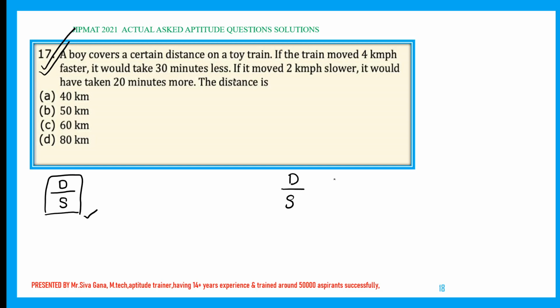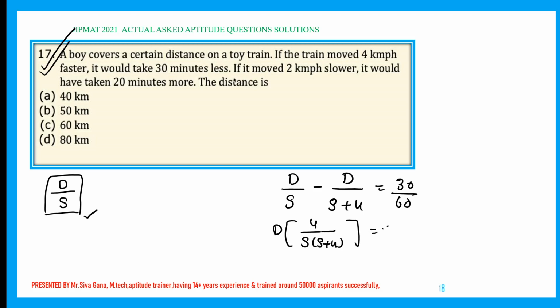Okay, now the same distance they cover. Now it is moving at what speed? s plus 4, more speed. This difference is how much? 30 minutes. I am converting into hours, right? So if we take d as s plus 4 minus s, nothing but 4 is remaining, into s into s plus 4, which is nothing but 30 by 60. This is equation 1.